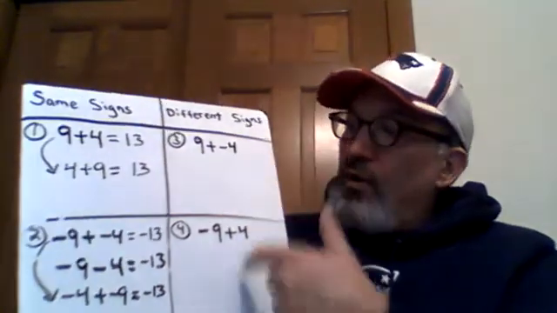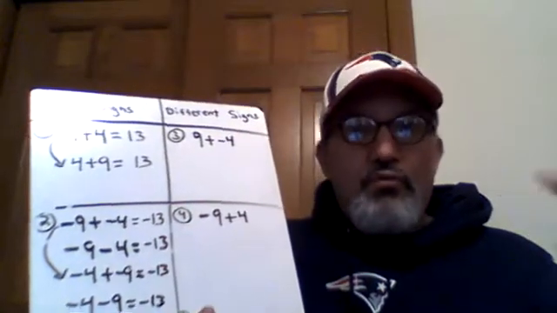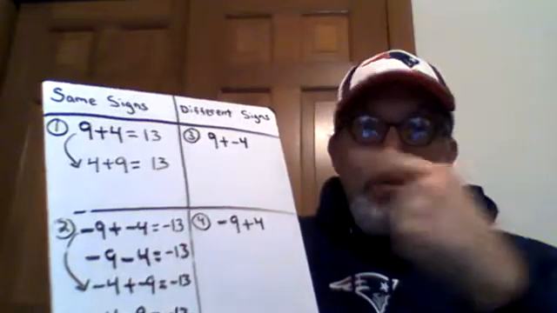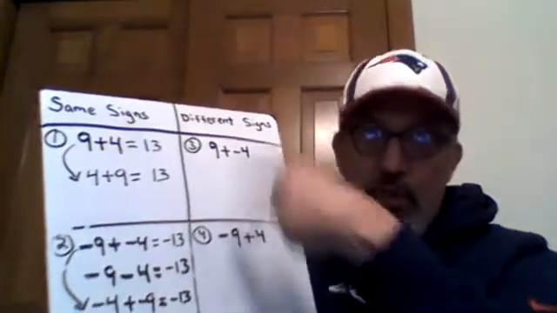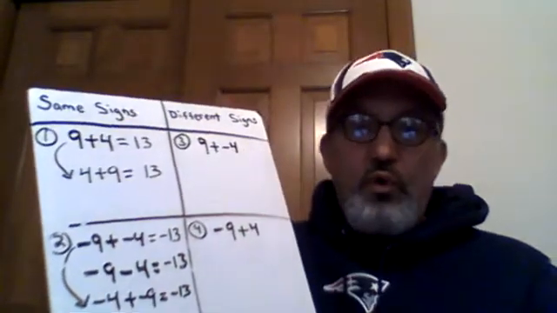So let's move on now to where the signs are different. And of course, it's a totally different approach. With these first two, we were doing mental addition because the signs were the same. Here we're going to be doing some subtractions mentally, right? 9 plus negative 4 is 5.